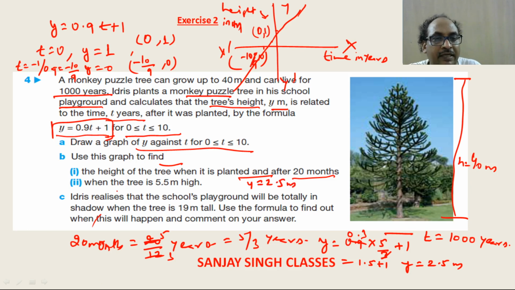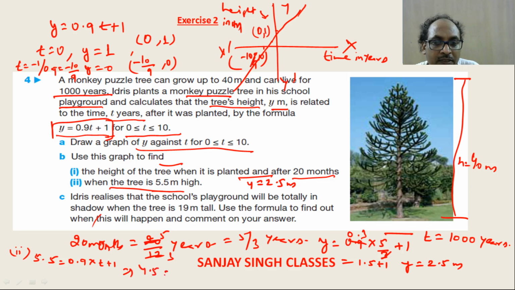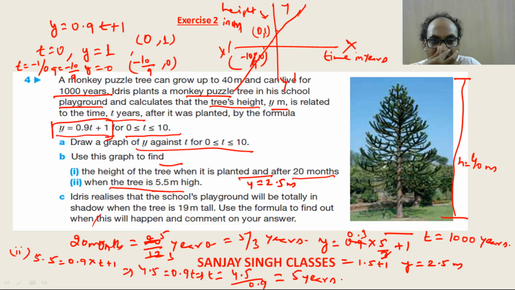Now we need to find the time when the tree is 5.5 meter high. So y is given to us. Okay, so y is 5.5 is equal to 0.9 into t plus 1. Again 1 will be subtracted, so that will become 4.5 is equal to 0.9t, and t is equal to 4.5 by 0.9, which is giving us 5 years. t is equal to 5 years.